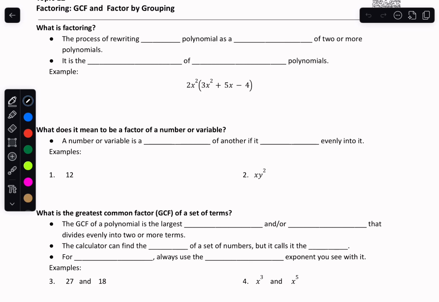Hello, students, and welcome to our lesson on factoring, where we will be covering the greatest common factor and factor by grouping. So first, what is factoring?